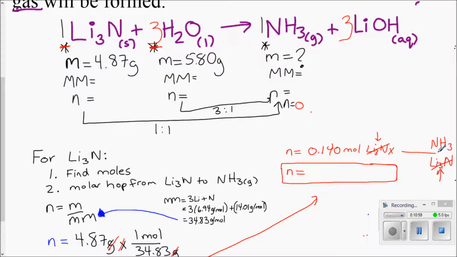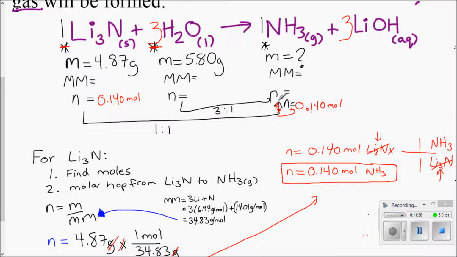So I'm hopping to NH3, so I write that on the top. Now we have to put some units in here that make sense. Well, it says it's a 1-to-1 ratio. So for every 1 NH3, I actually react 1 Li3N. So if we write that out, that means that our mole value is not going to change, but our units are going to change. Now this makes sense because for every 1 mole of this, I make 1 mole of this. So if I have 0.140 moles here, I will end up with 0.140 moles over here underneath NH3.